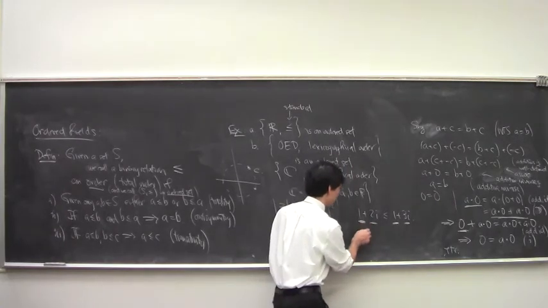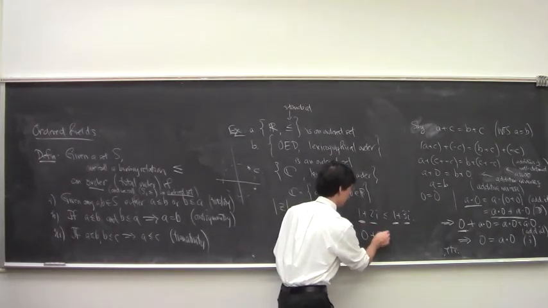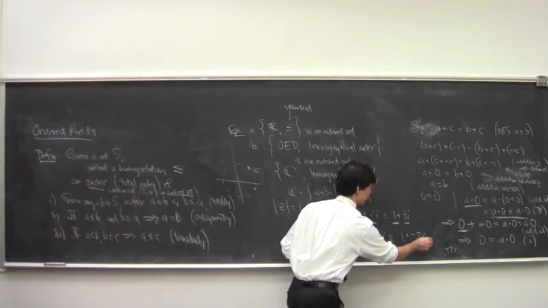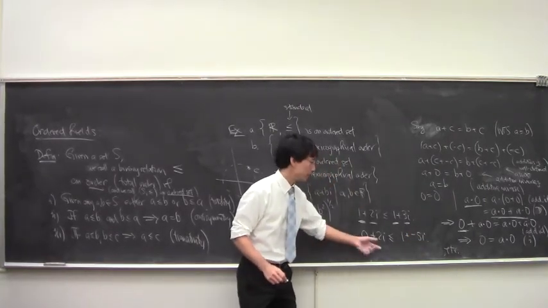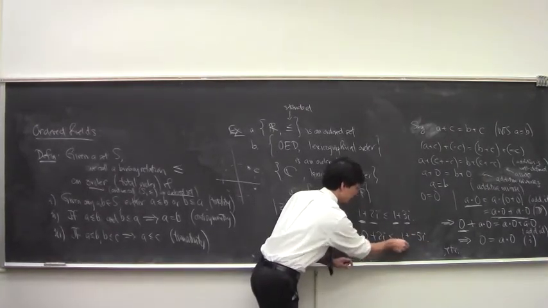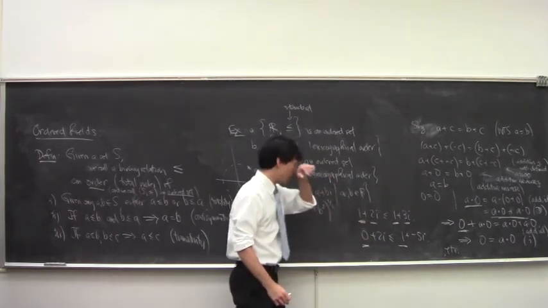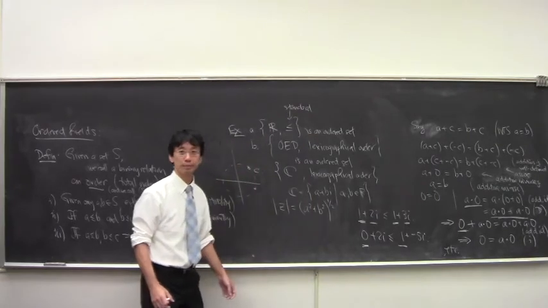Or if I have 0 plus 2i, that's going to be less than 1 plus negative 5i, because I look at the first letter and I say, oh, look, this guy's first letter is less than that guy's first letter. So you can compare them just as if they were words.